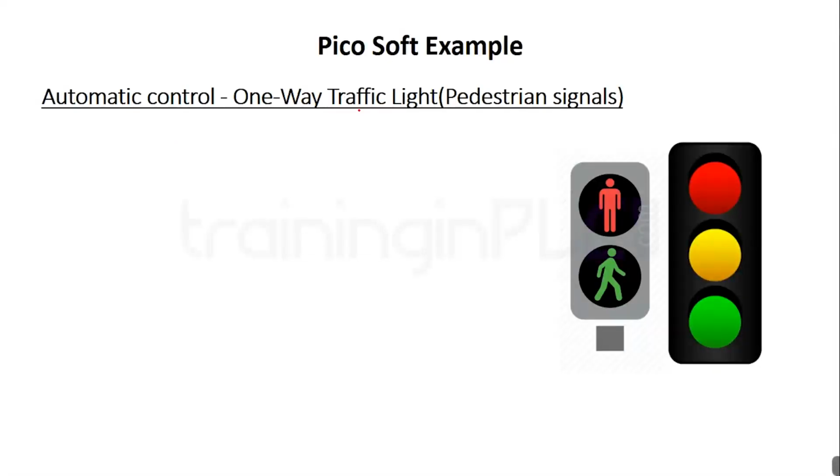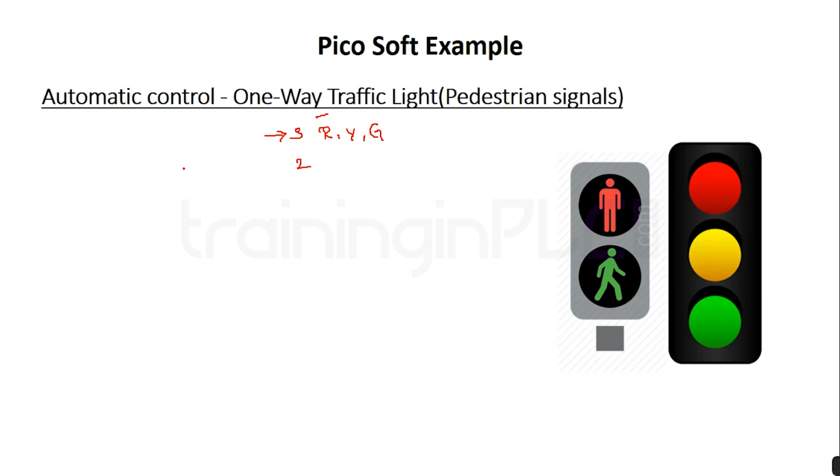Let's see the example on traffic light. So it's a one-way traffic light with the pedestrian signals. We know this traffic light has three outputs: red, yellow and green. These are the three signals in the traffic light, and we have two more outputs for the pedestrian signals to cross the road.